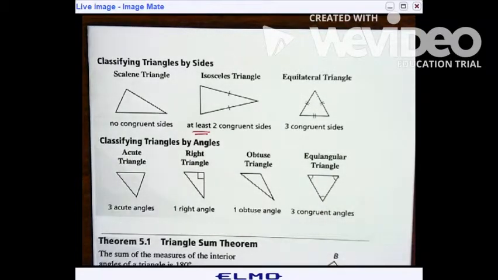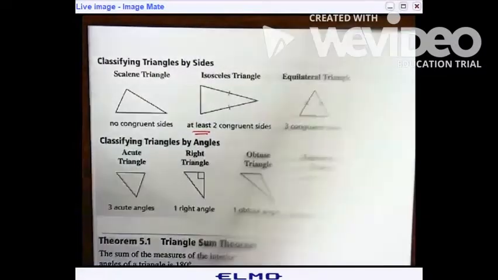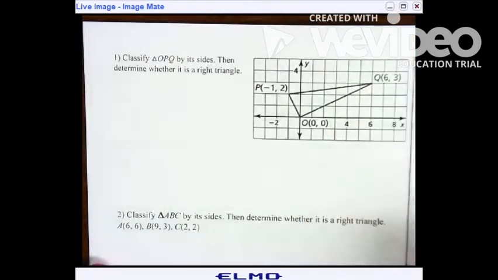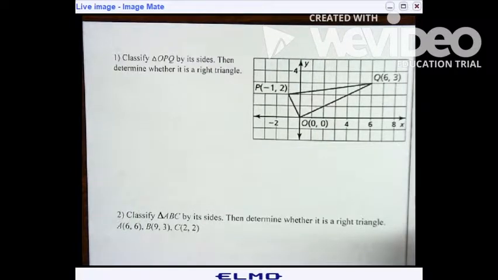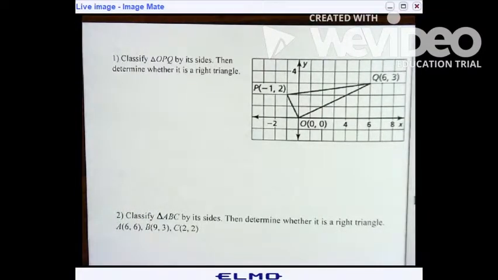All right. So real quickly, I'm going to do a couple examples. We want to classify some triangles by their sides. It gives this triangle OPQ and wants us to classify it by its sides, and then tell whether this is a right triangle or not. Notice they did not tell us how long any of our sides are, so we're going to have to figure that out ourselves. They also did not tell us anything about the angles, so again, we're going to have to figure that out all by ourselves. So we're slightly annoyed, but that's okay.